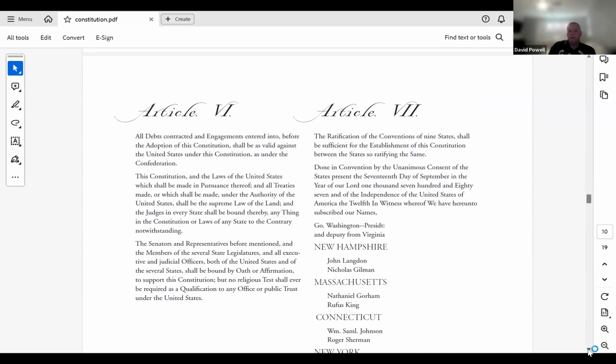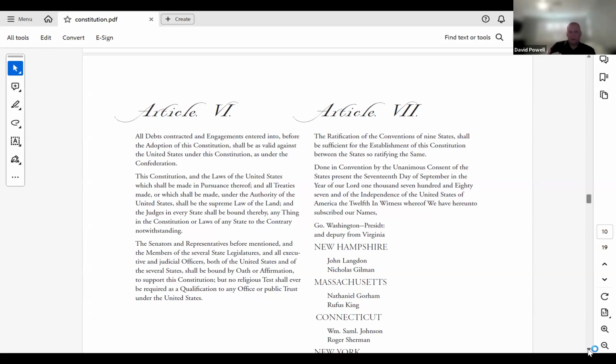Article 6, the big thing that comes out of Article 6 is obviously the supremacy clause, a very strong pronouncement of national government power. The Constitution and the laws of the United States, which shall be made in pursuance thereof, and all treaties made or which shall be made under the authority of the United States, shall be the supreme law of the land. So whenever a state constitution comes into conflict with the national constitution, the national constitution wins. When state laws come into conflict with national laws, national laws win. This is, again, a very strong pronouncement of national government power.